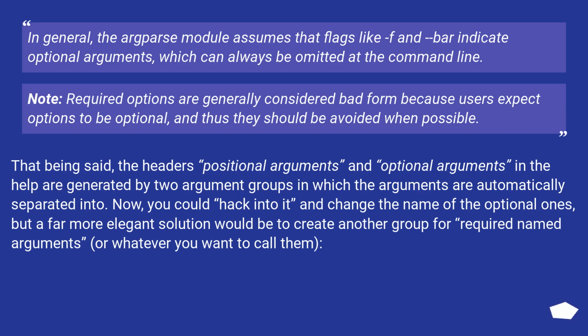That being said, the headers "positional arguments" and "optional arguments" in the help are generated by two argument groups in which the arguments are automatically separated into. Now, you could hack into it and change the name of the optional ones, but a far more elegant solution would be to create another group for required named arguments, or whatever you want to call them.